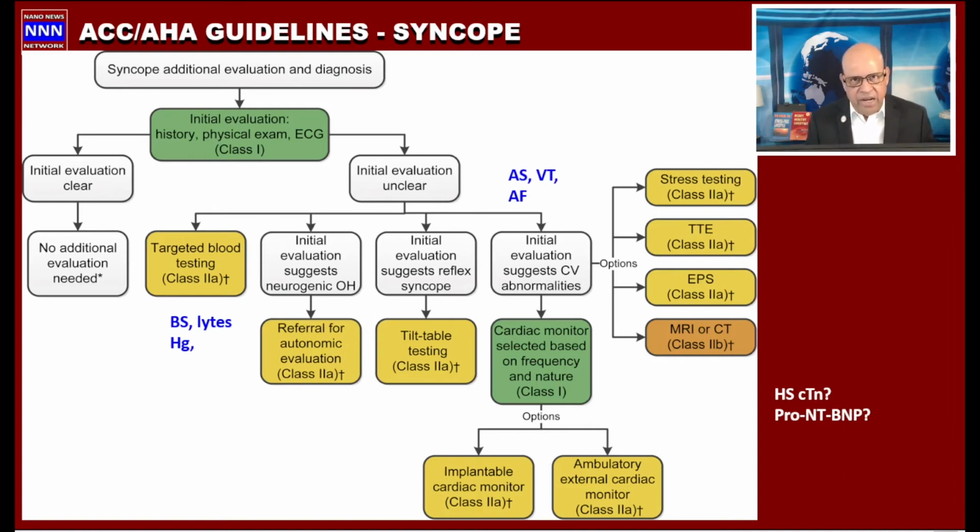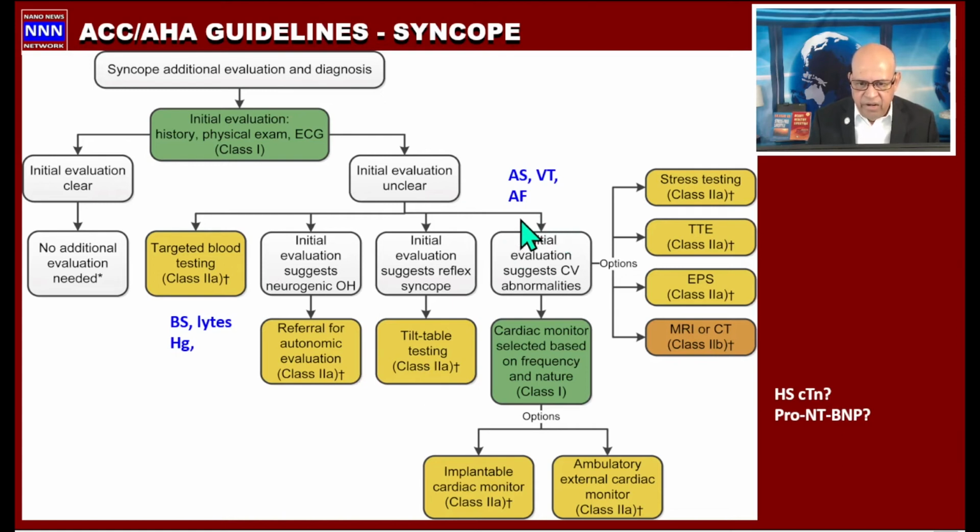That is, when they are lying down, their blood pressures are normal or high, and when they stand up, their blood pressure drops. What do we do? There are certain things that we can do, which we'll talk about in a minute. And evaluation for reflex or vasovagal syncope. Reflex syncope, we can do a tilt table test. This is class 2A indication.